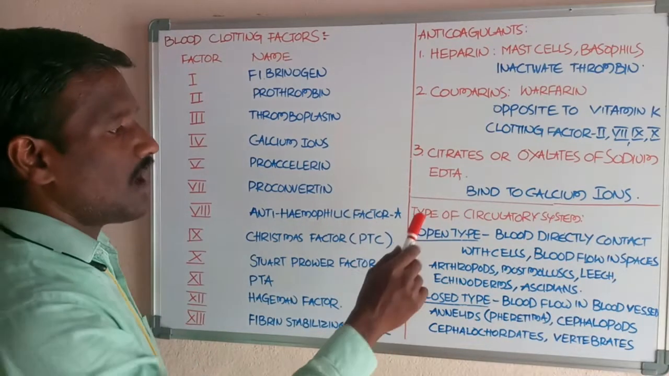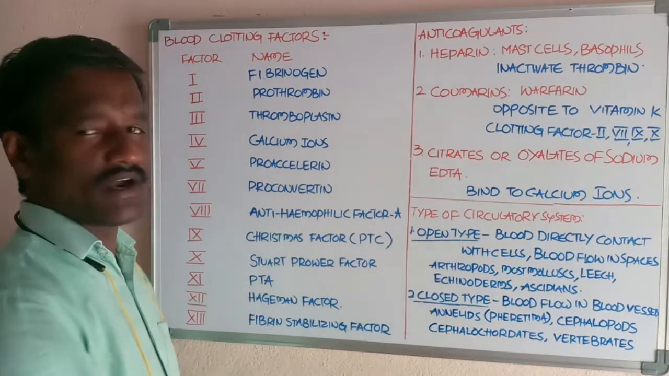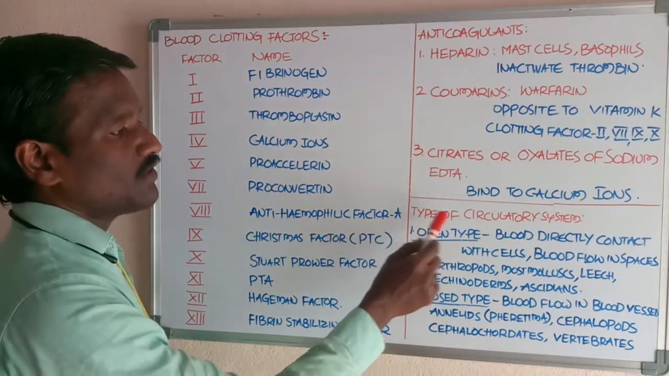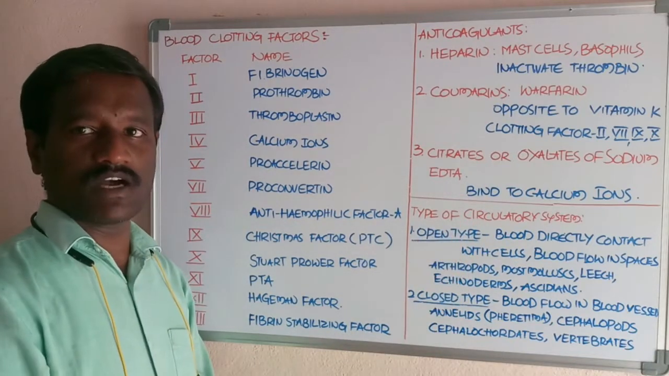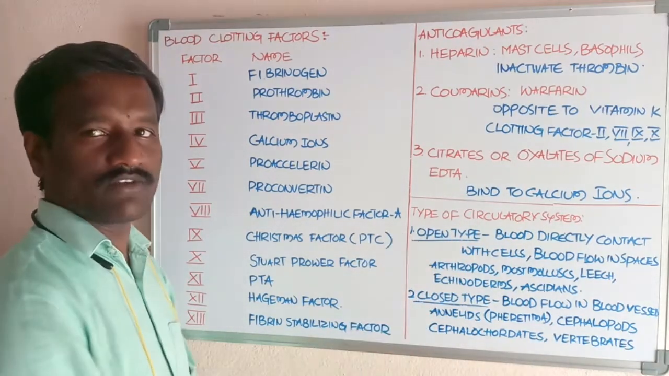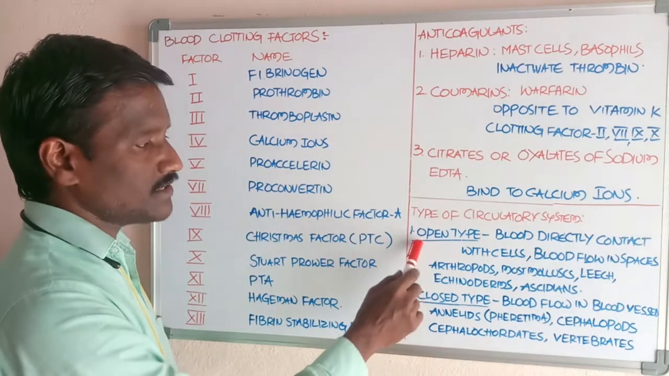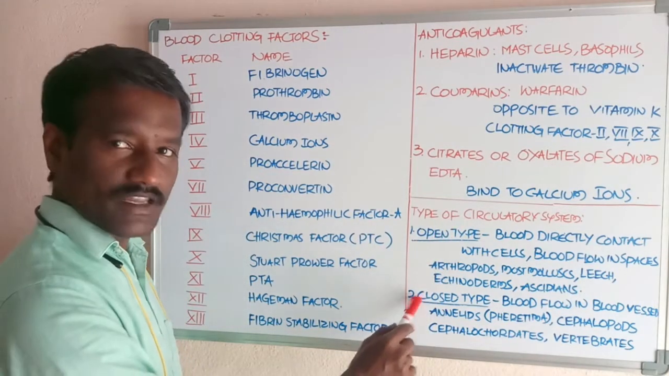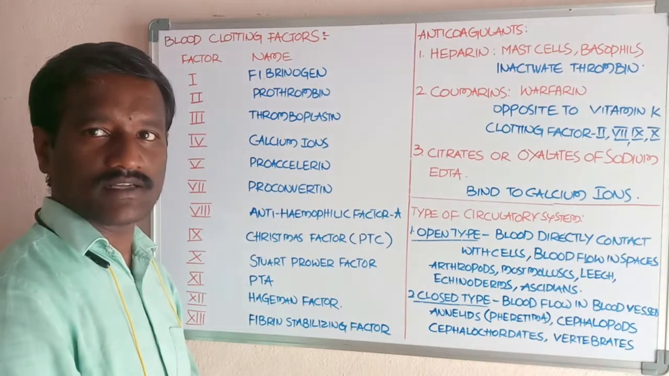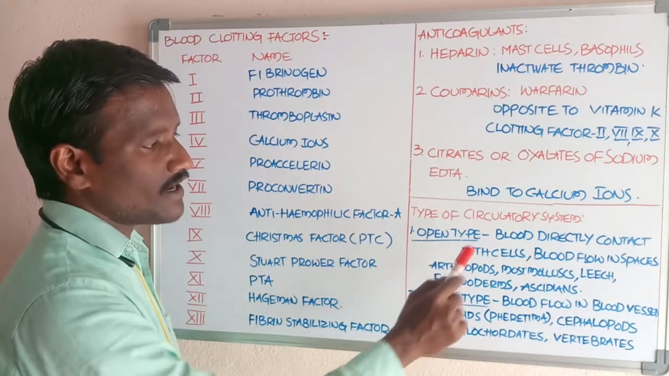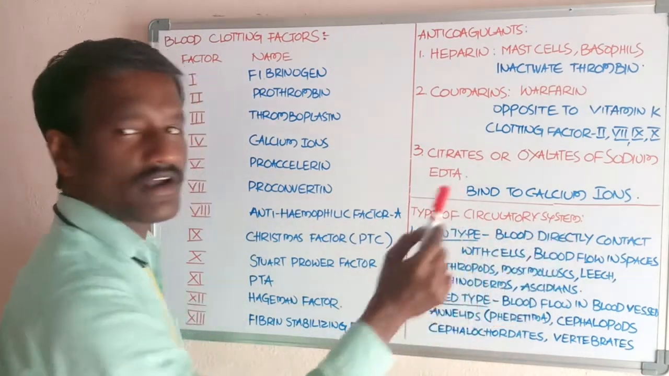Now about the types of circulatory system. What about types of circulatory system in the animals? Animals show two types of the circulatory system. One is open type circulatory system, another one is closed type circulatory system. In open type circulatory system, blood is in direct contact with the tissue cells.